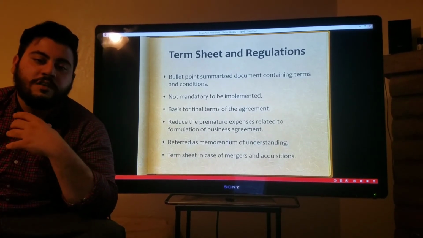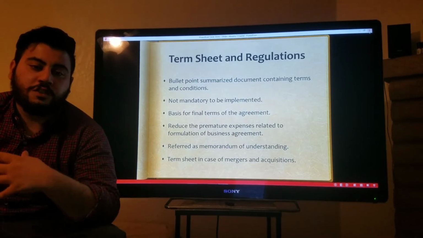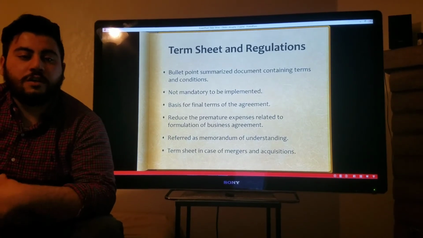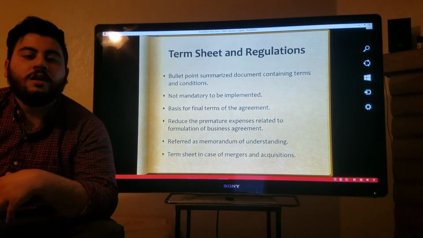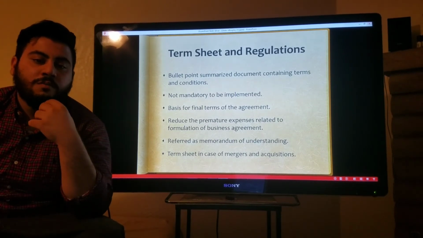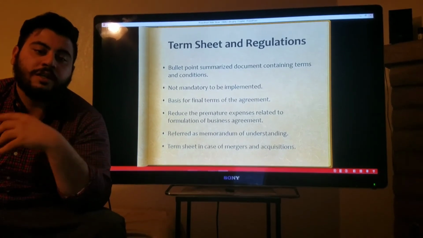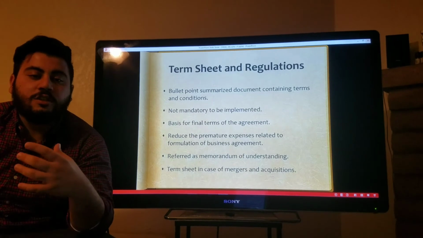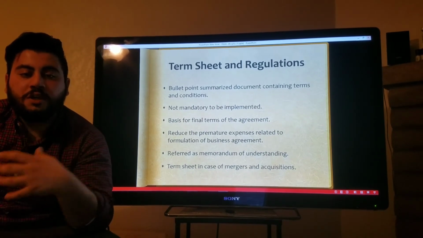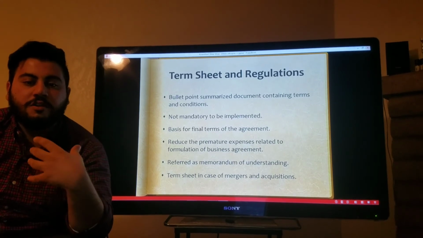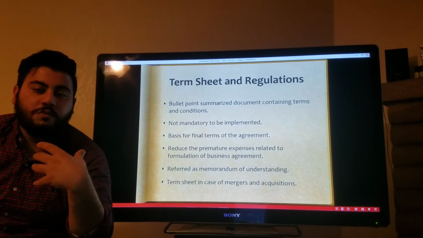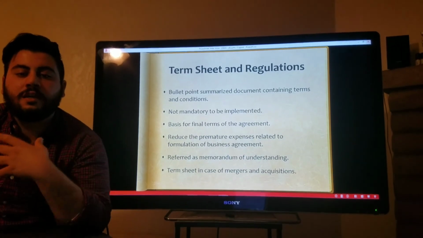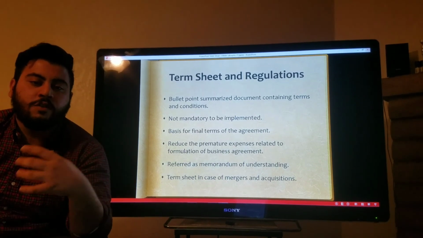One of the most significant advantages of a term sheet is that it helps to reduce the premature expenses which are related to formulation of business contracts or agreements. A term sheet is mostly used in transactions which are related to mergers and acquisitions, in order to provide the interested and involved parties with basic and significant information for the transaction.